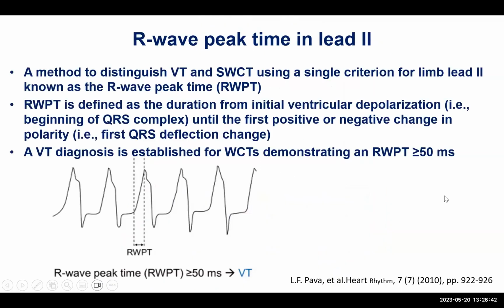Okay, the ultra simple Brugada criteria, published in 2010, they look only at the R wave peak time in lead 2. So in lead 2, measuring from the beginning of the QRS complex to the peak time, if it is more than 50 milliseconds, this is diagnostic for ventricular tachycardia. So it is more simple than previous criteria.